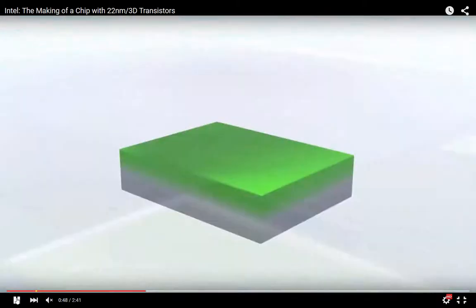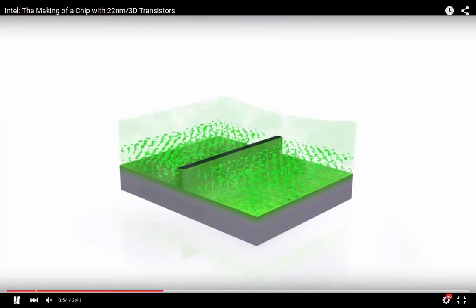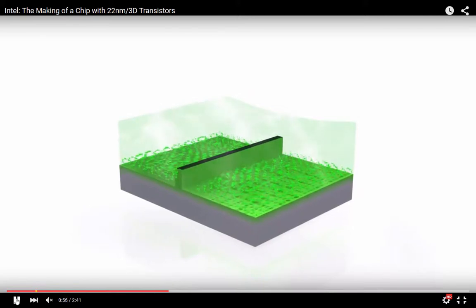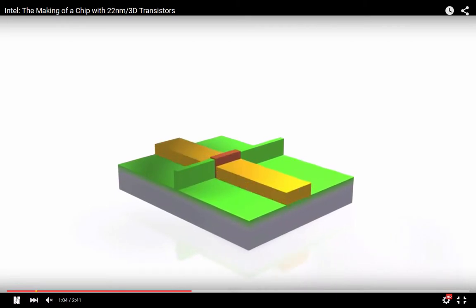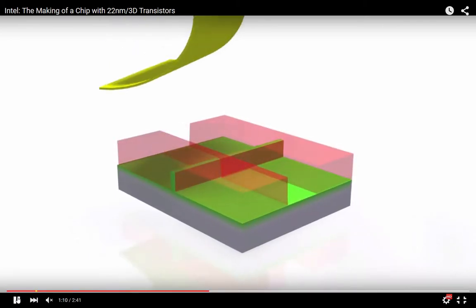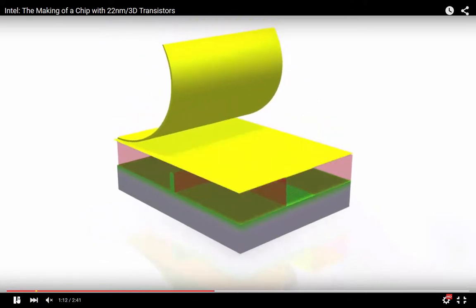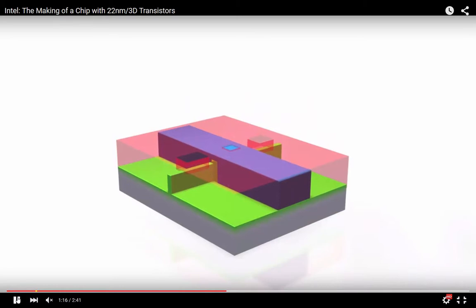I'll let this move along here. We're going into a very close-up view of how they actually etch out the material in the creation of a 3D transistor. This is an example of how a transistor works. A three-dimensional transistor, a gate that controls the flow of electricity. So that's like a single transistor being visualized right there.